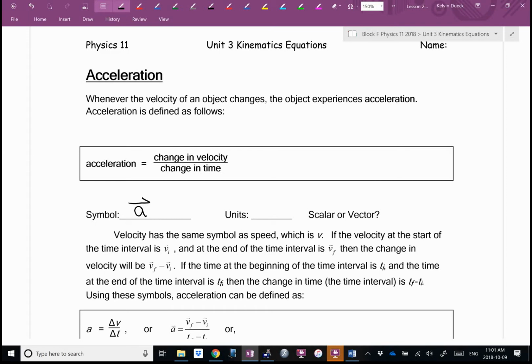Units, what did we say the acceleration units were? Meters per second is not acceleration. Yes, that's a big difference. Meters per second squared, meters per second, but we write it as meters per second squared. Scalar or vector, does acceleration direction make a difference? Oh, heck yeah, acceleration is a vector.